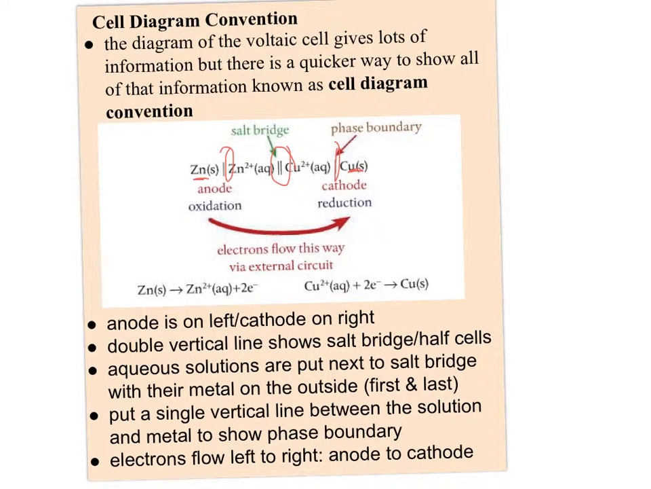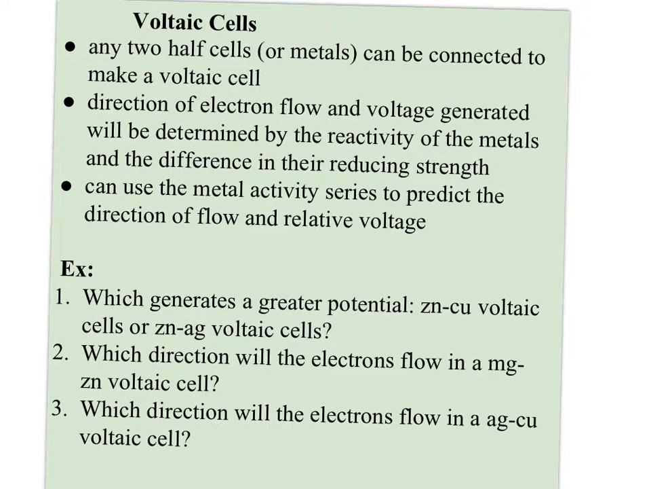And then we write it left to right from anode to cathode, which makes sense because that's the direction the electrons flow, from left to right. So that's just a quick way to summarize a voltaic cell. So really, any two half cells or metals can be connected to make a voltaic cell. The direction of the electron flow and the voltage you get will depend on the reactivity of the metals and the difference in their reactivity or the reducing strength. And you can use the metal activity series to predict both the direction of flow and the relative voltage.